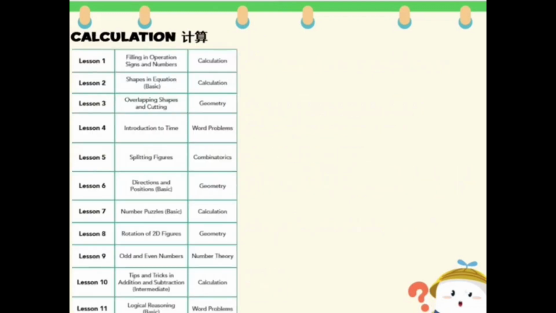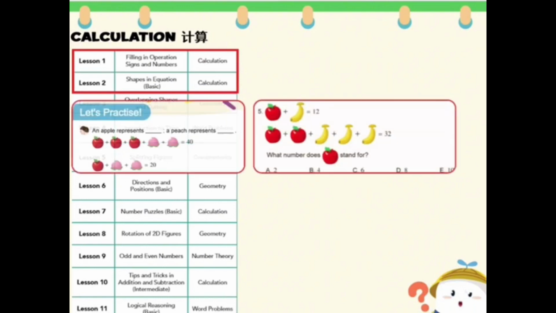Okay, and here also Teacher Apple want to mention more about our syllabus for students who already study in Think Academy. So here I want to mention more about the calculation. For example, like lesson 1 and lesson 2, how can we fill in operation signs and numbers? And also please pay more attention to shapes in equation, like how can we figure out the value of an apple? How can we figure out the number of a peach?